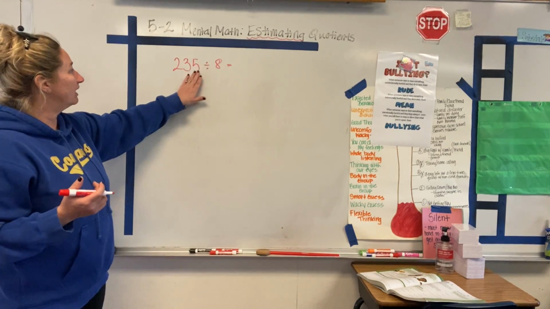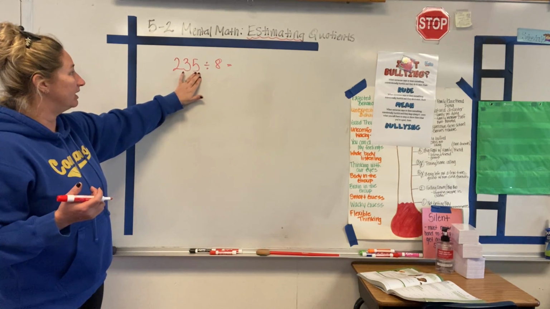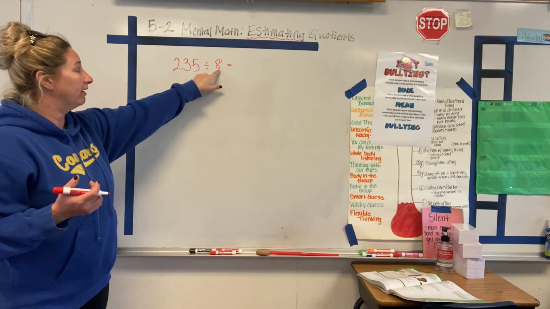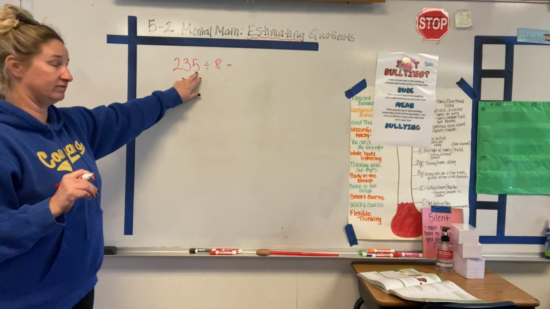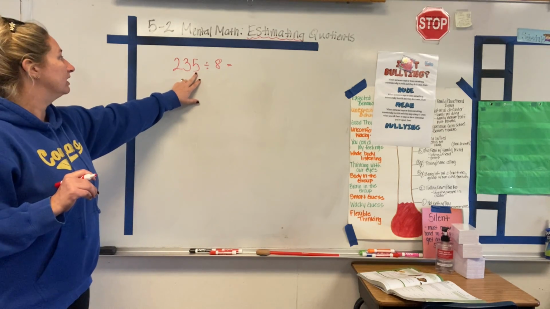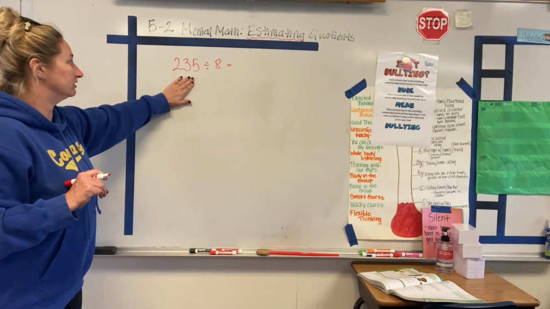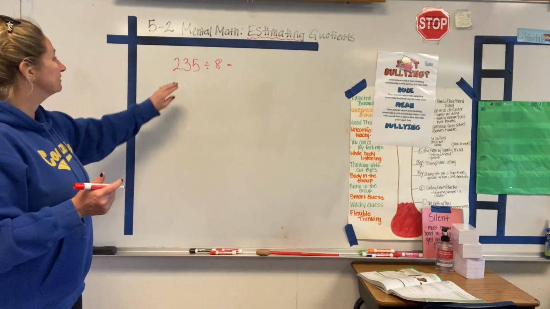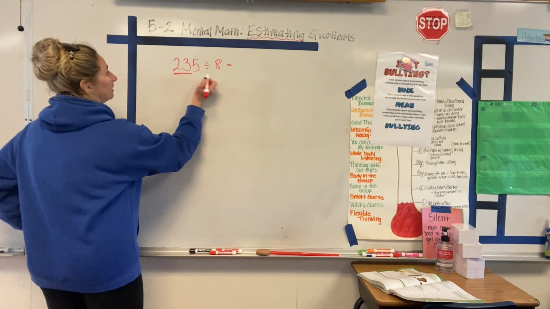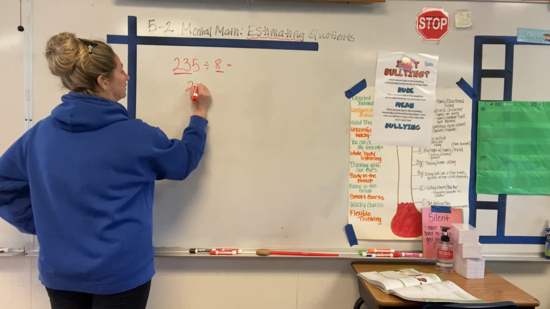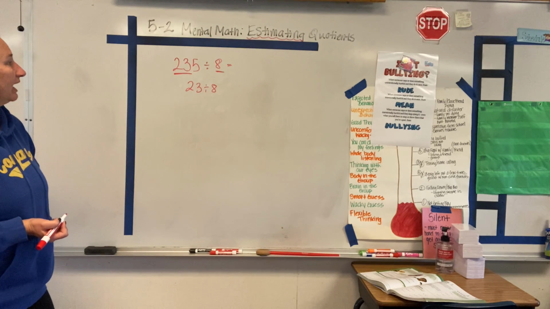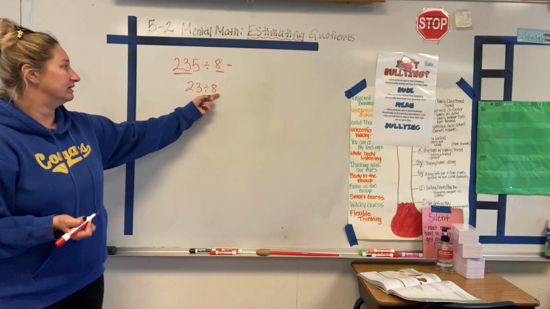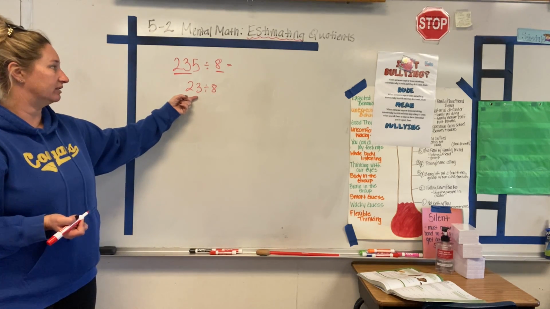So I'm going to look at the 8 and the 5, the end of the problem, and 8 is an even number, so if I count my multiples of 8, I'm never going to get something that ends in a 5. So I know that 8's not going to go into 235 evenly. So let's look at the first root problem, 23 divided by 8. Again, 3 is odd and 8 is even, so 8's not going to go into 23 evenly.